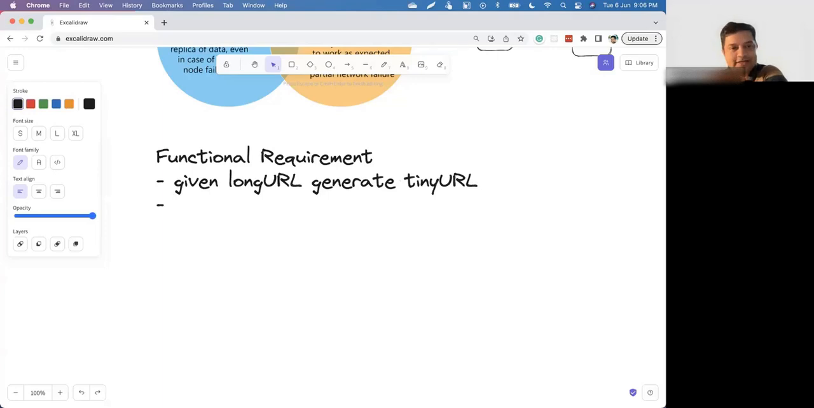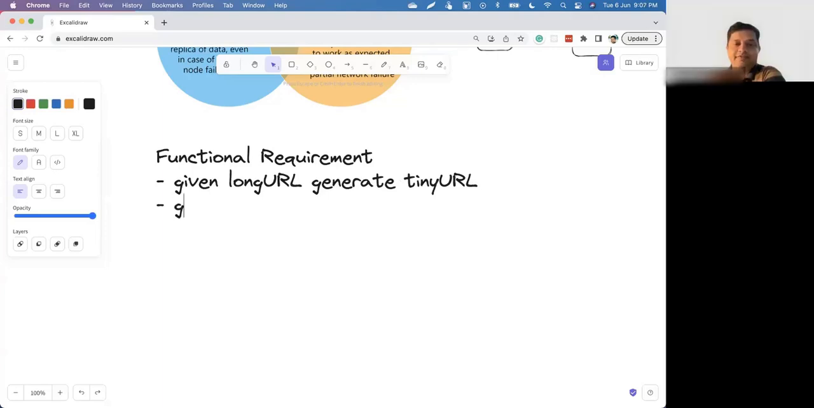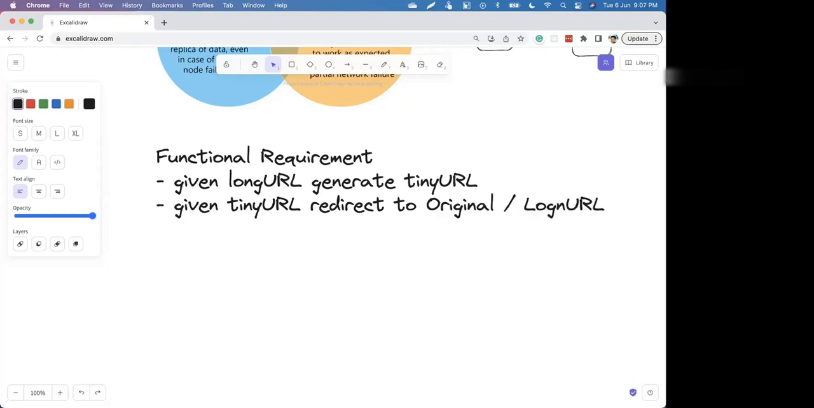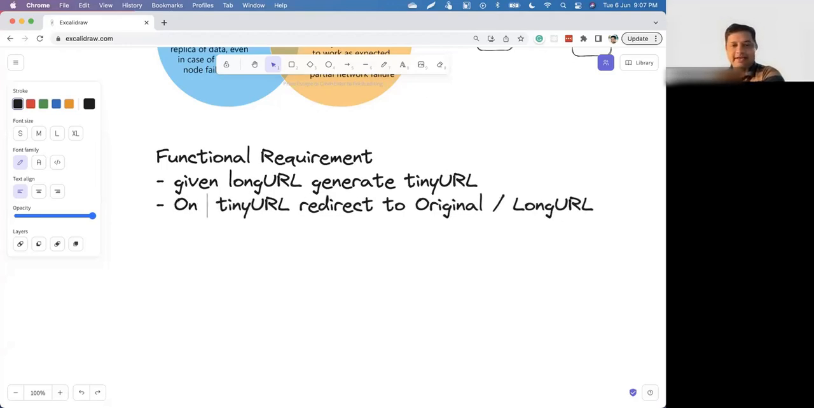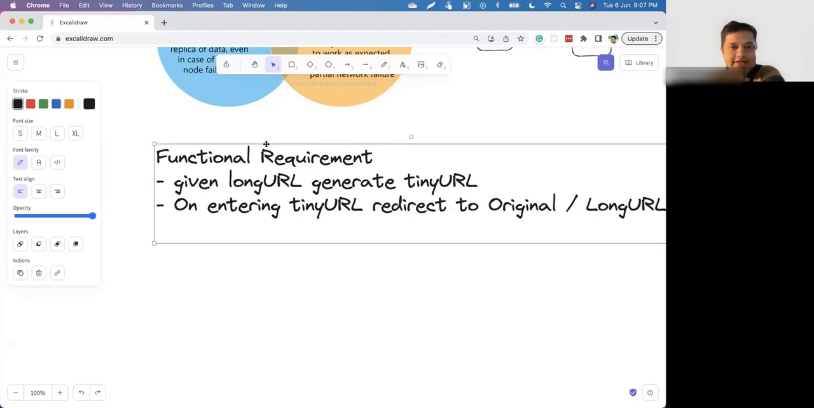And then the next one is redirect. So given a TinyURL, redirect to the original URL, or we can call it the long URL, because this is the same one which we entered, right? So on entering the TinyURL in the browser, we redirect to it. Perfect. Okay, understood. This is nice. Your understanding is right.